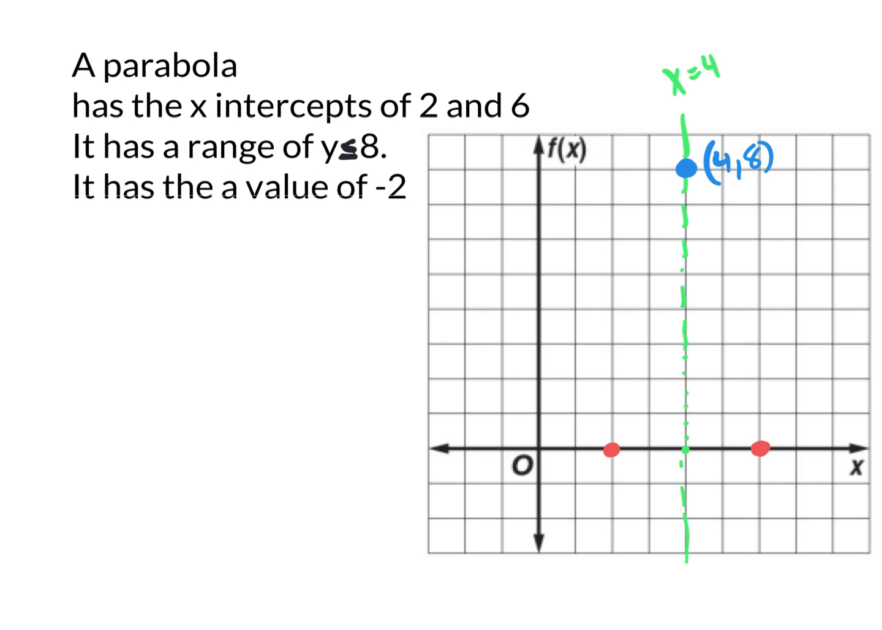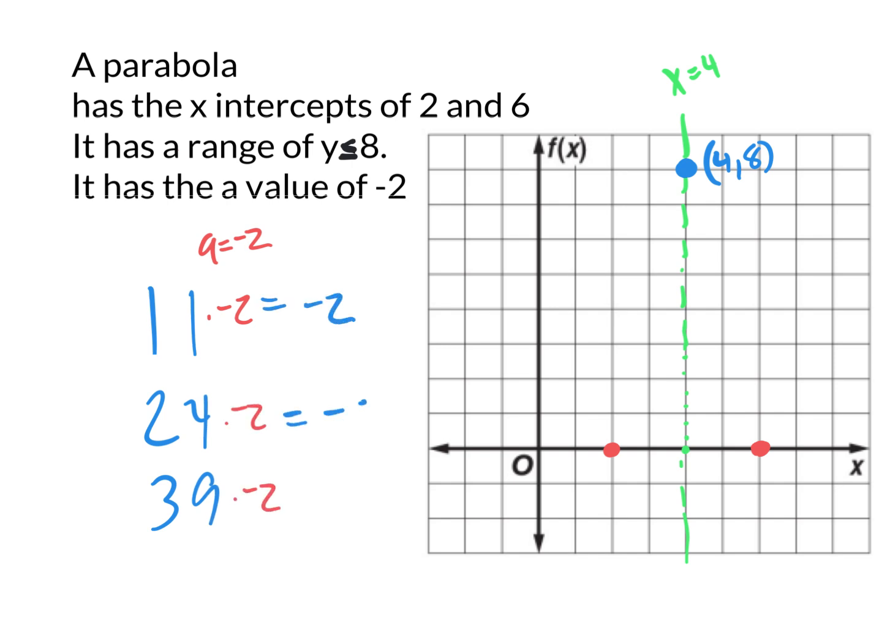So let's just verify that this does have the a value of -2. If you had the a value of 1, your pattern would be 1, 1, 2, 4, 3, 9. But since they're telling us that our a value is -2, you have to modify the outputs by -2. So 1 times -2 is -2, 4 times -2 is -8, 9 times -2 is -18. So the new modified pattern from that blue dot, that vertex, is going to be 1 over 2 down.